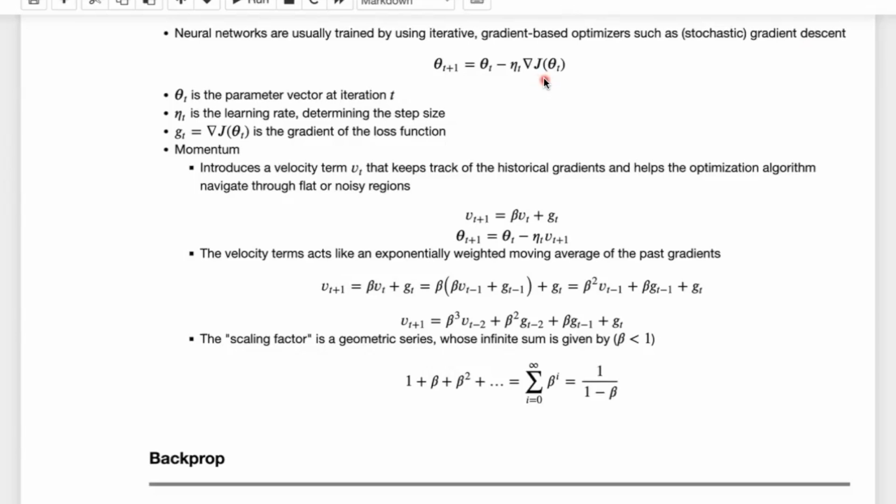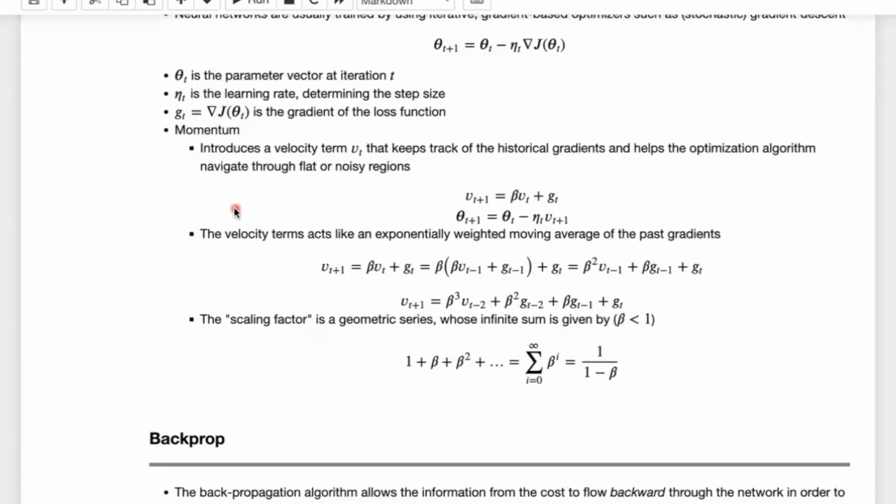Therefore, the goal is to always be able to get around these problems and get out of these local minima. One of the ways we can do this is using the idea of momentum, where we introduce a velocity or inertia term, which we show using v t, that keeps track of the historical gradients or previous gradients. This helps us have a direction that we can move towards, even though we get to some flat or noisy regions. And the idea is very similar.